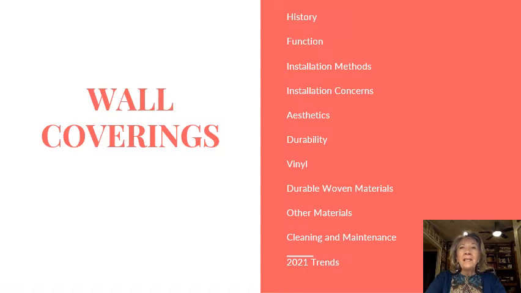So we're going to cover these aspects of wall coverings before we move on to our other three topics. History of wall coverings, the function. We'll talk about some installation methods, some concerns, the aesthetics or how it's actually going to look, the durability of different types of wall coverings, why vinyl is usually the best choice, durable woven materials, other materials, and certainly cleaning and maintenance. And then we'll look at a couple of trends from 2021, even though I'm recording this lecture in 2022 and you might be watching it at an even later date.